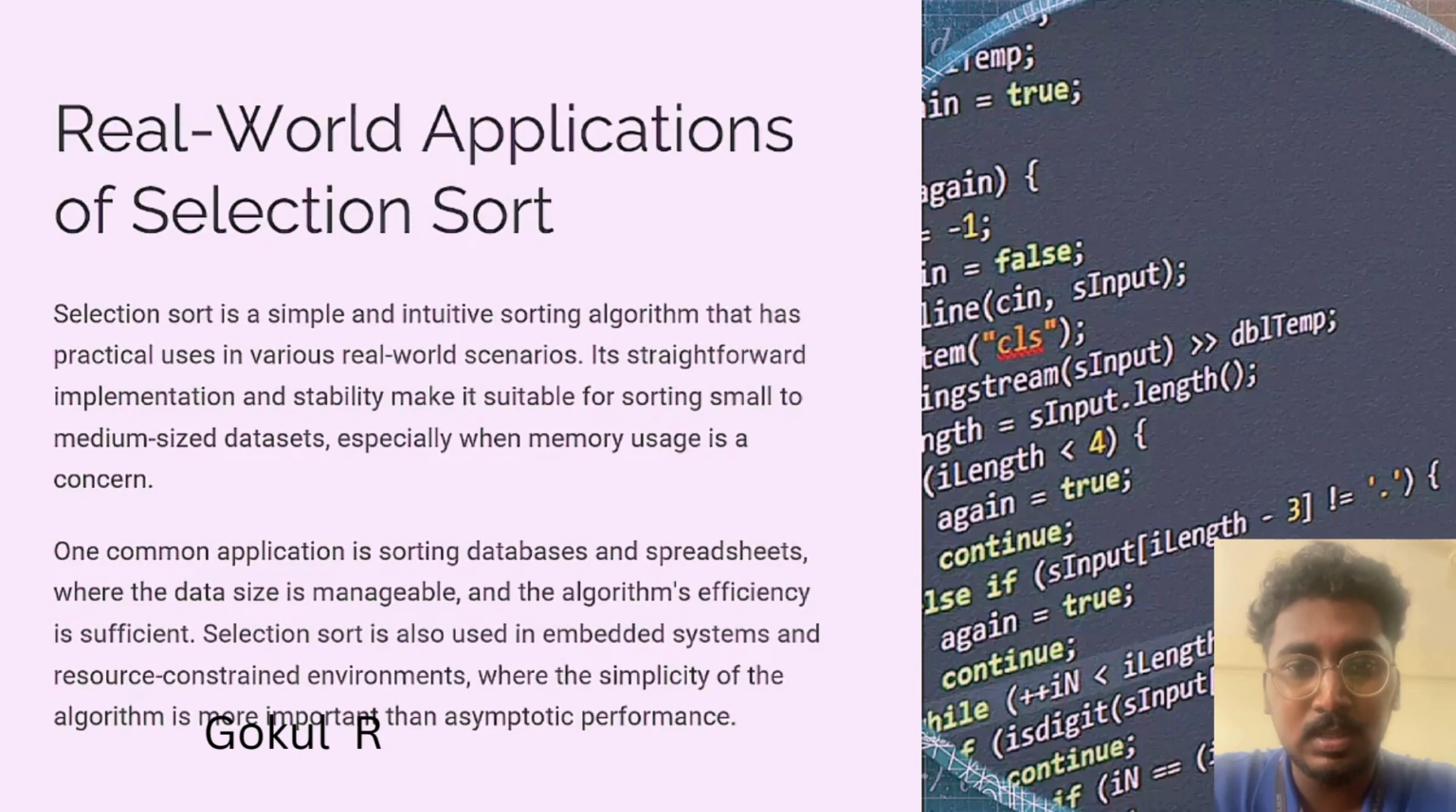One common application is sorting databases and spreadsheets where the data size is manageable and the algorithm efficiency is sufficient. Selection sort is also used in embedded systems and resource-constrained environments, where the simplicity of the algorithm is more important than asymptotic performance.